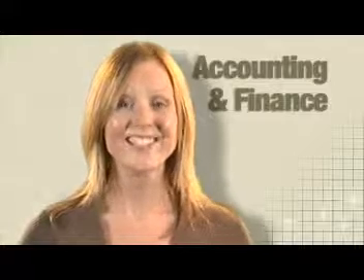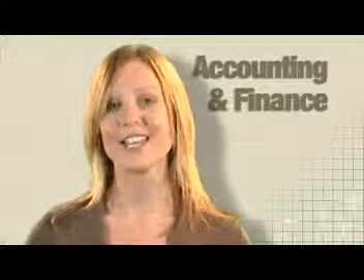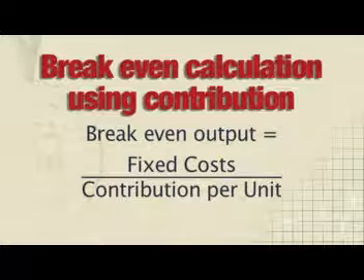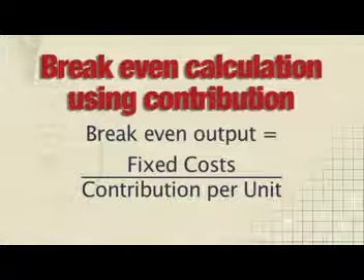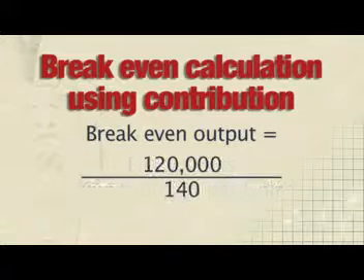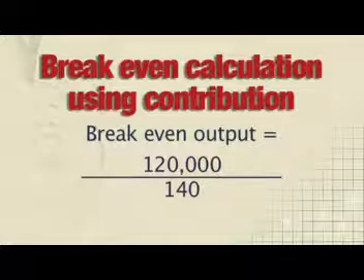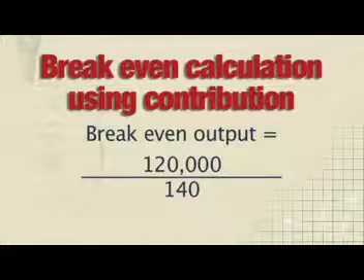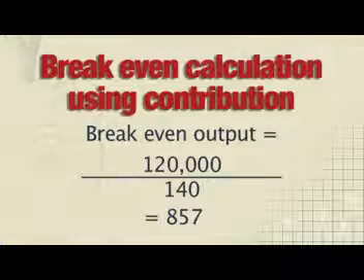Done it? Your calculations should look like this. The break-even point equals fixed costs divided by the contribution per unit. So if we put the figures into the calculation, it'll look like this. The break-even point equals 120,000 divided by 140, which is the £220 selling price minus the £80 variable costs. The break-even point is therefore 857.